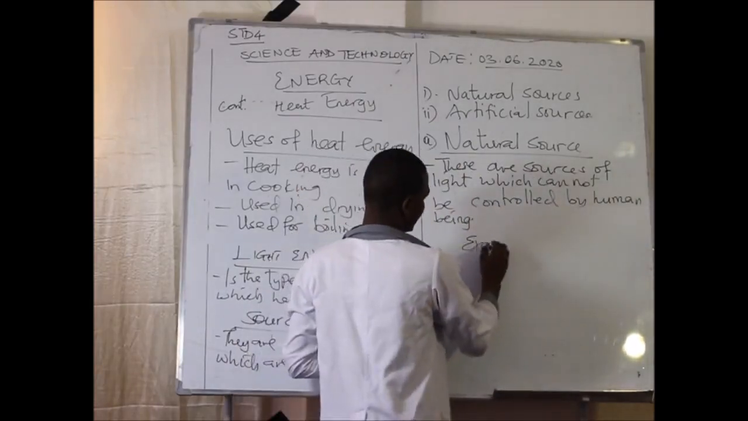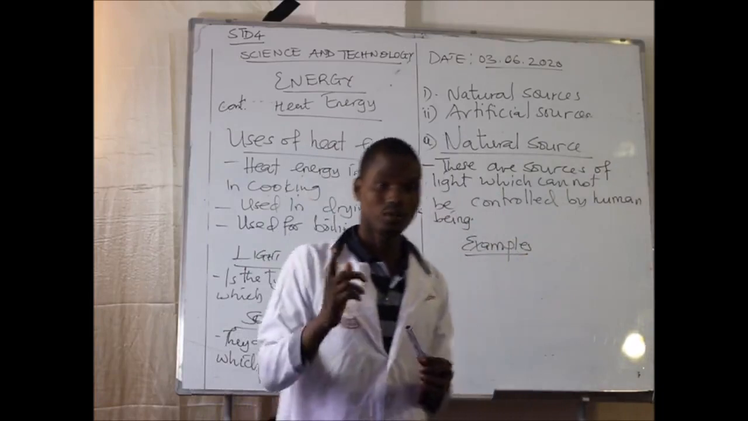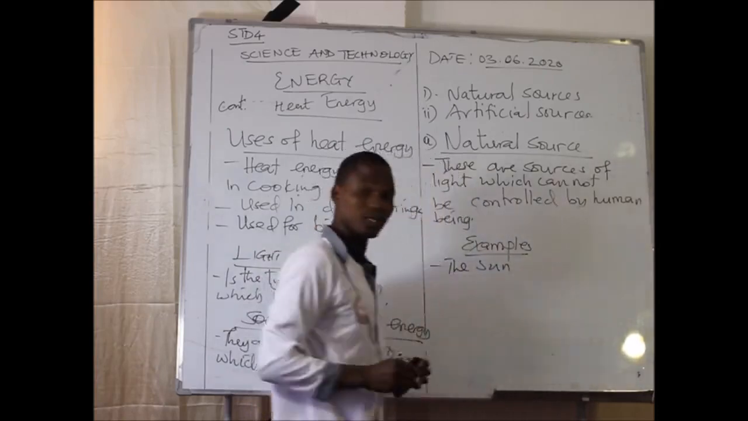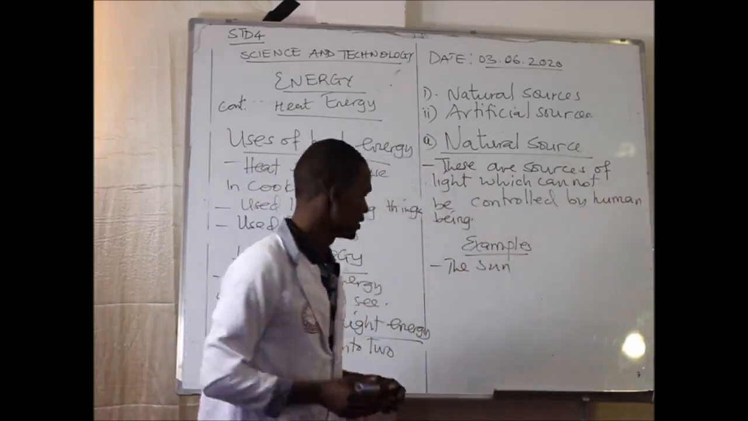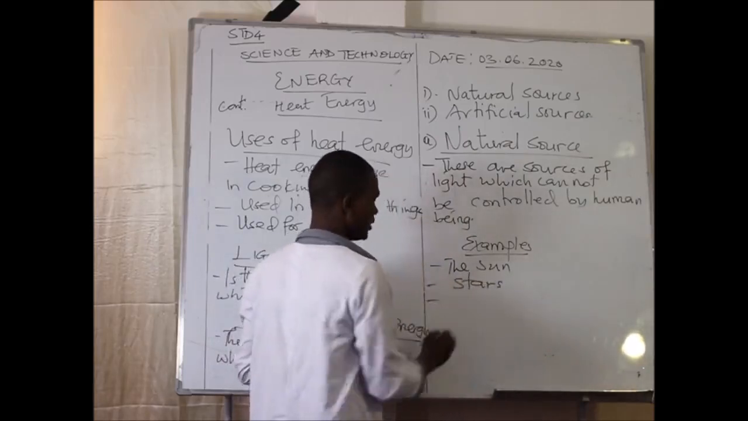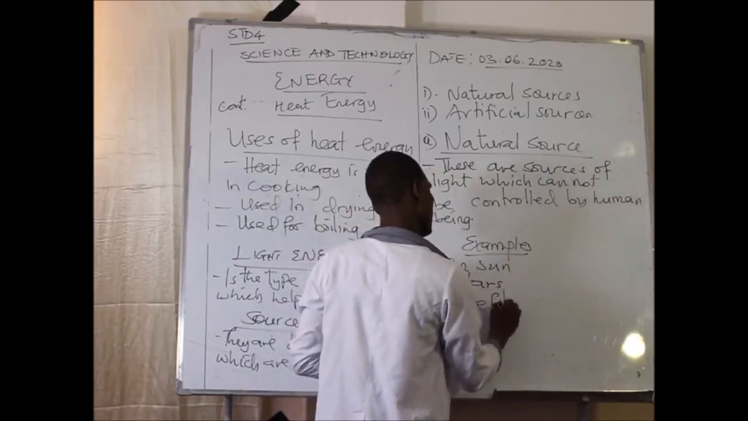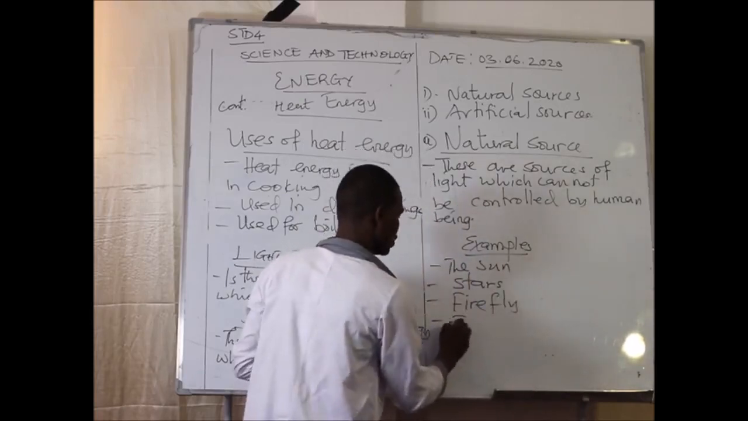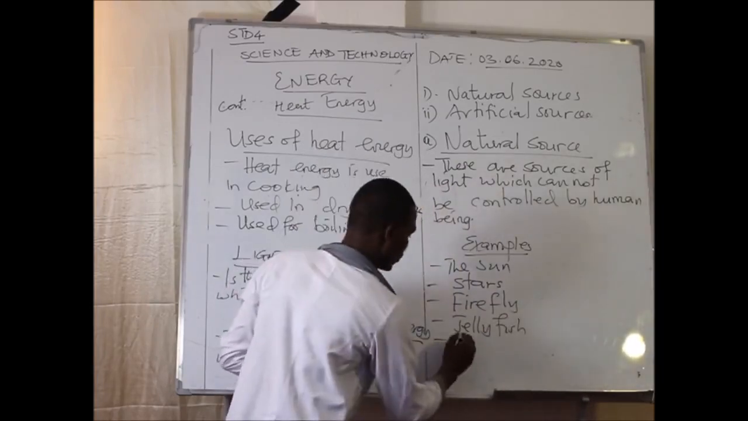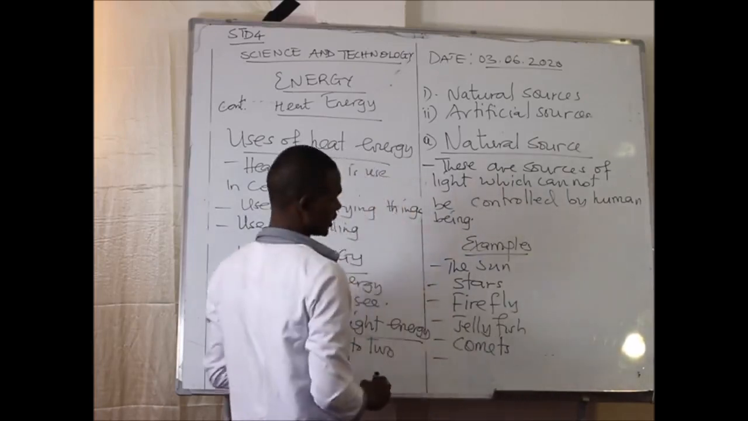Examples of natural sources, we have said: the first one is the sun. I hope, my dear pupils, every one of you knows the sun. Second one, stars. Third one, firefly. Fourth one, we can talk of jellyfish. The other one, we can talk of comets. The other one, we can talk of volcanoes.